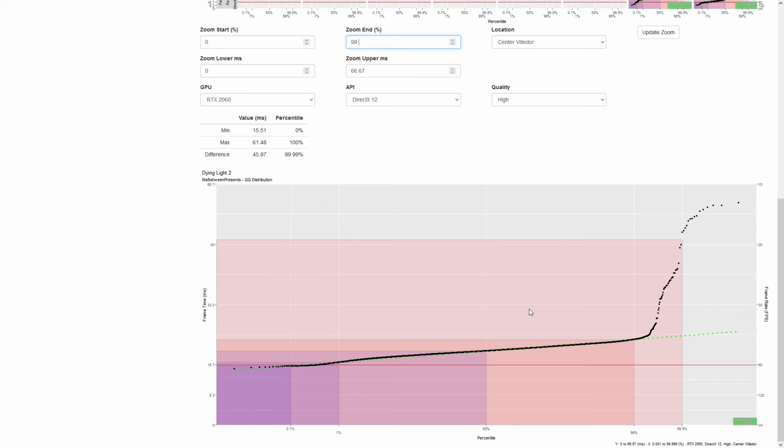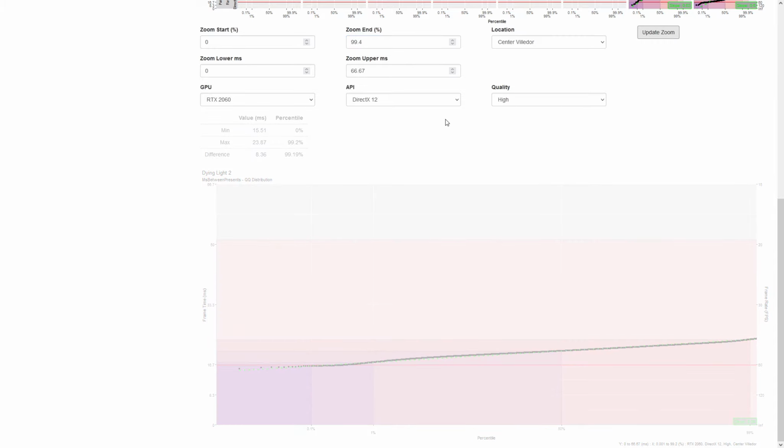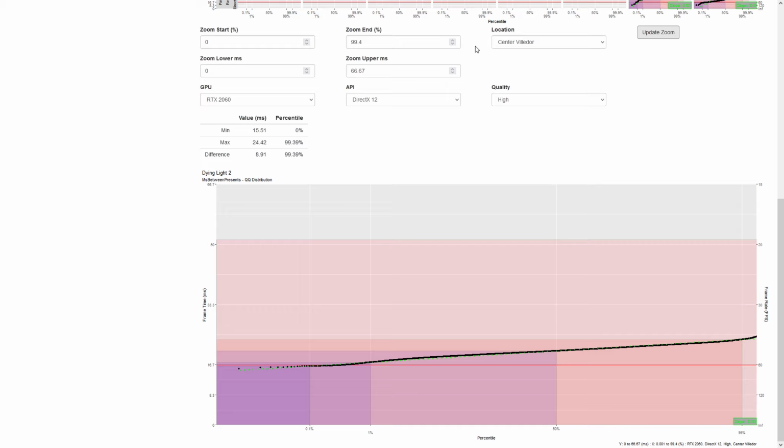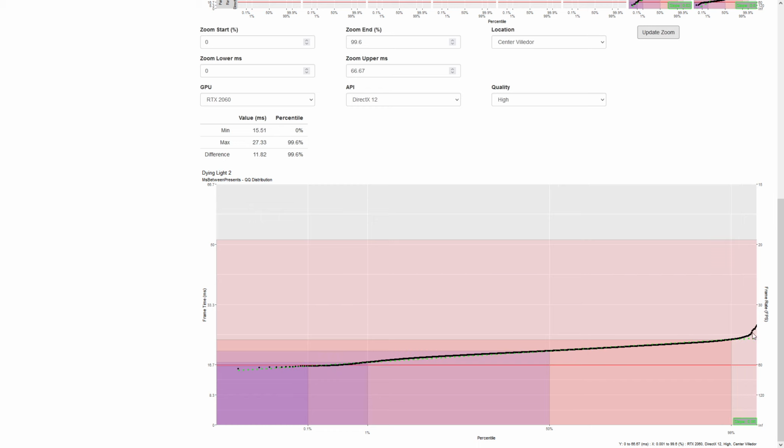Let me see, let's do that. 99.2. Okay, let's see if I can get to the edge of that curve. Okay, we're starting to have the curve there. I'm going to go a little bit higher, just so that we can actually see it there. Okay, this curve at the edge there, anything past that, where I have the cursor right now, I would consider either an outlier or trending towards the outliers.